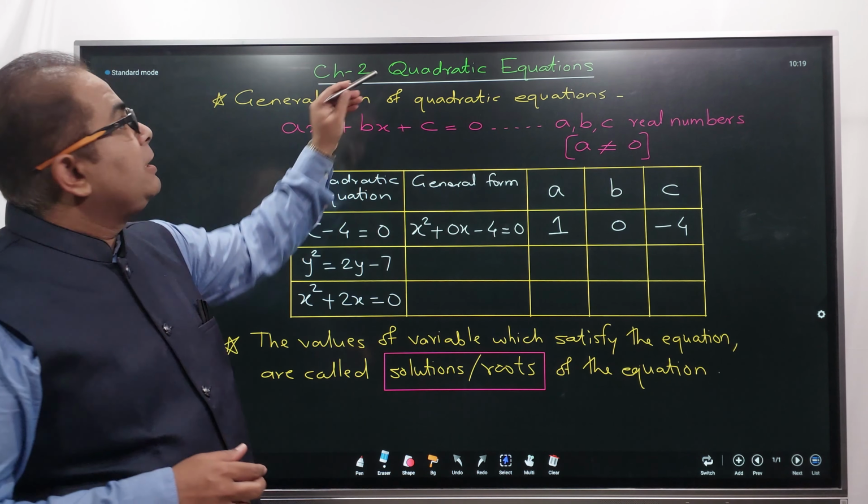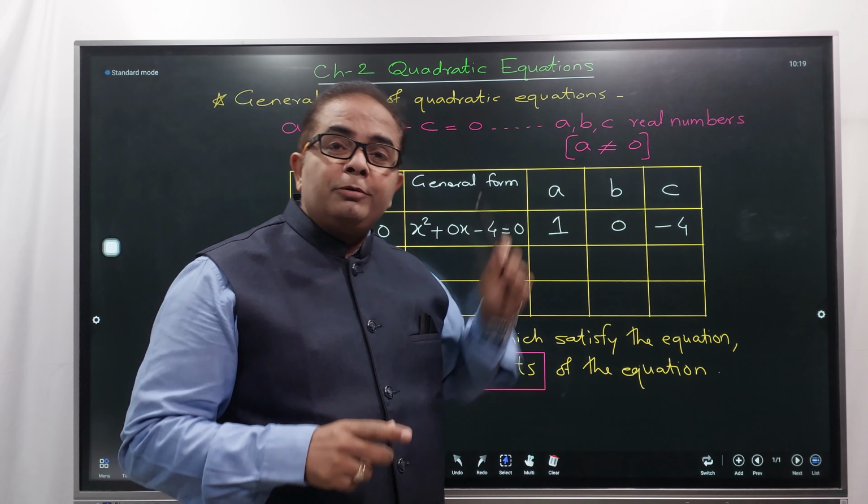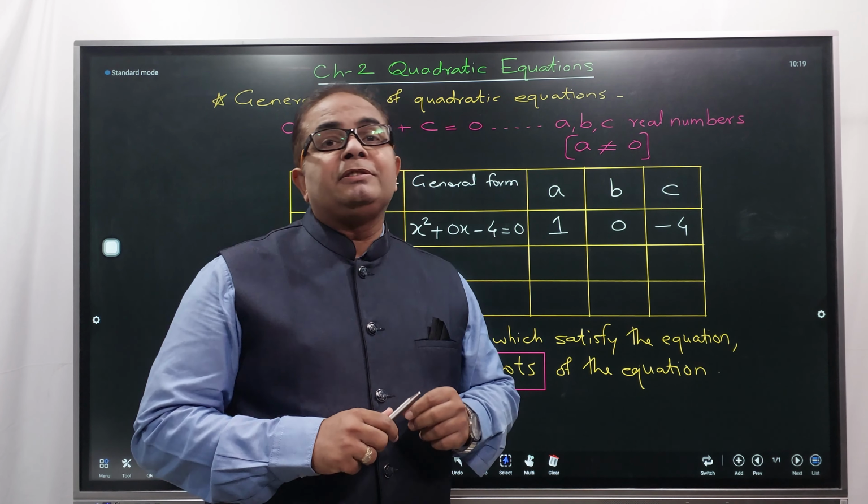Let's see the general form of quadratic equations. What is that? If any equation is written in the form of ax square plus bx plus c is equal to 0, where a, b, c are real numbers, x is variable, and the value of a should not be 0, these conditions are there, then this type of equation is known as a quadratic equation.